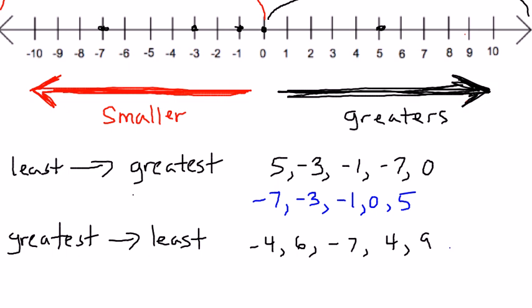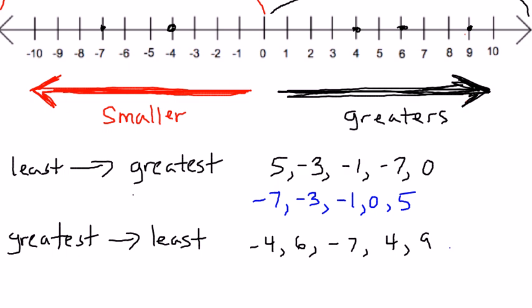Okay. Let's start by plotting these integers on our number line. -4, +6, -7, +4, and +9. Okay, so because we are ordering these integers from greatest to least this time, let's start by determining what the largest integer is.